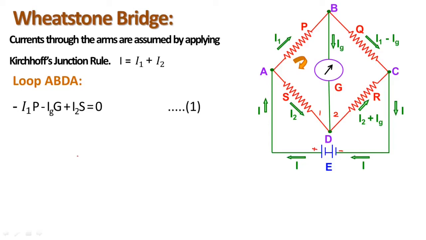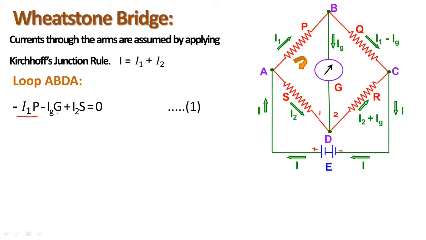As the statement of Kirchhoff's voltage law says, the algebraic sum of the potential differences along a closed loop is 0. Here, for the potential difference across the resistance P, that is I1P, the direction of the flow of current through resistance P and the direction of the path followed, as we are tracing the path from A to B, both have the same direction. Therefore, the potential drop is there. Potential difference across the resistance P is minus I1P.